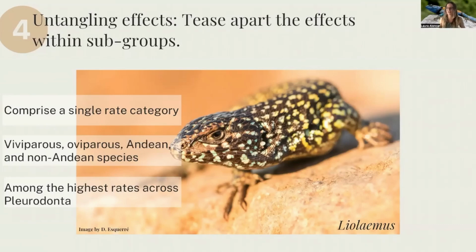Also, Liolaemus is actually the only clade in Pleurodonta comprising species that are either viviparous or oviparous, and also comprising species that are absent or present in the Andean Mountains. So it's basically the only clade in which we can do this analysis. And on top of that, it is one of the clades in Pleurodonta with the highest diversification rates, which in my opinion just makes them even more interesting.